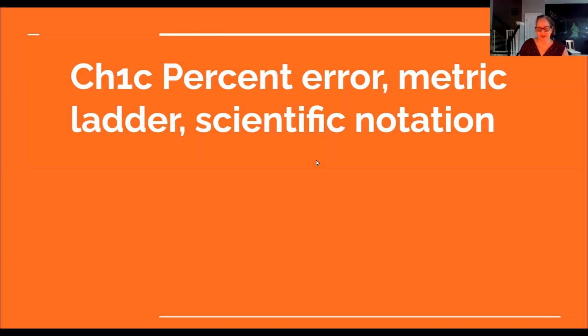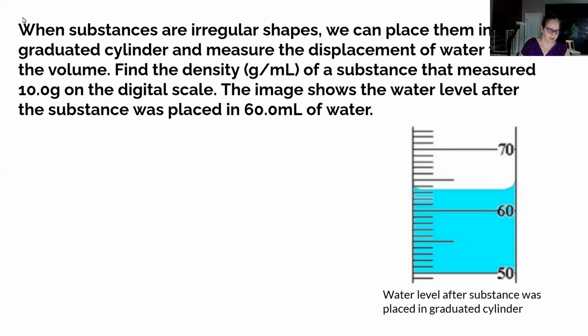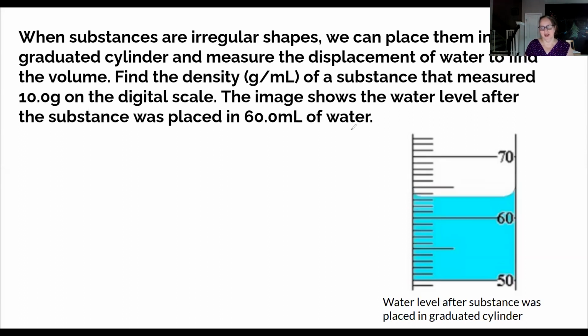So this one, we're going to do percent error, metric ladder, and scientific notation. Some of it will be a review from middle school, but I want to make sure we have all those basics done. When substances are irregular shapes, we can place them in a graduated cylinder and measure the displacement of water to find the volume. So that is really nice.